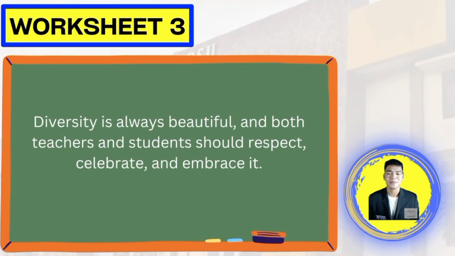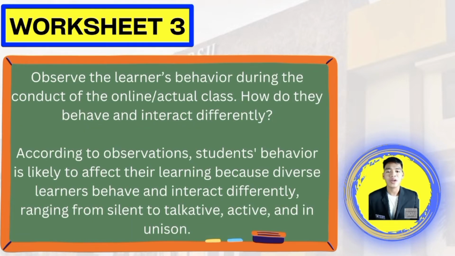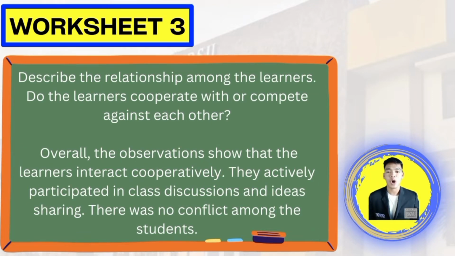and embrace it. Interaction between students and with the teacher is prevalent, inspired by teaching and learning strategies that create a positive learning environment. According to observations, students' behavior is likely to affect their learning because diverse learners behave and interact differently, ranging from silent to talkative, active, and in unison. Overall, the observation shows that learners interact cooperatively. They actively participated in class discussions and ideas sharing. There was no conflict among the students.